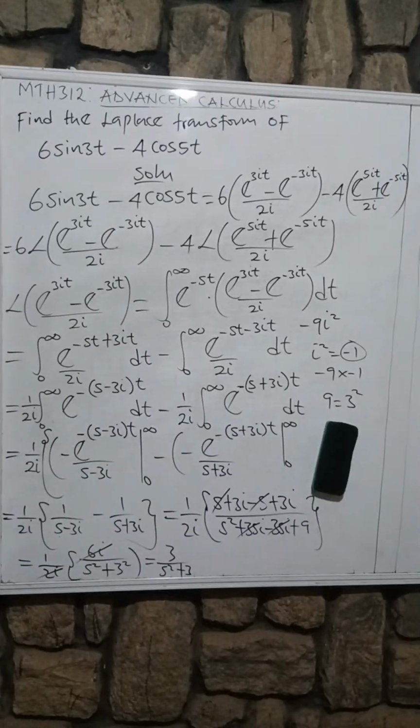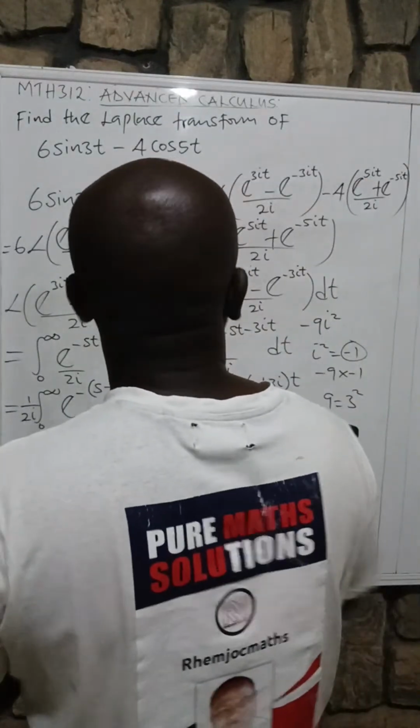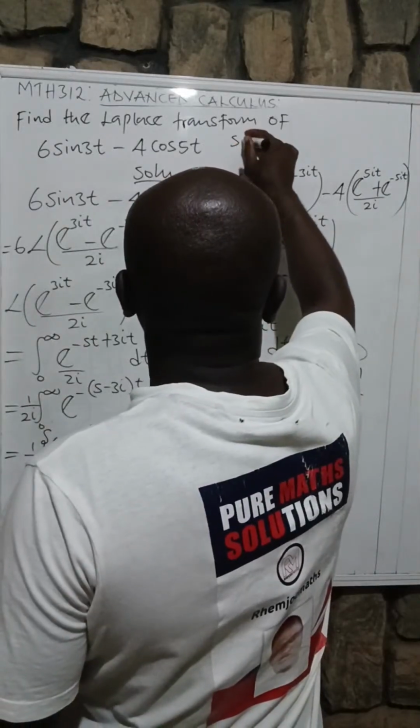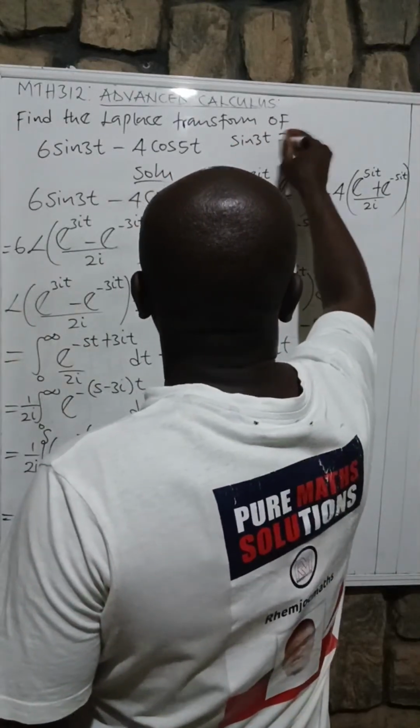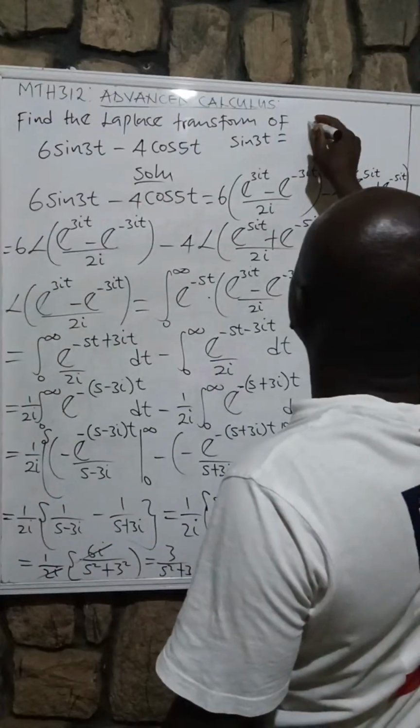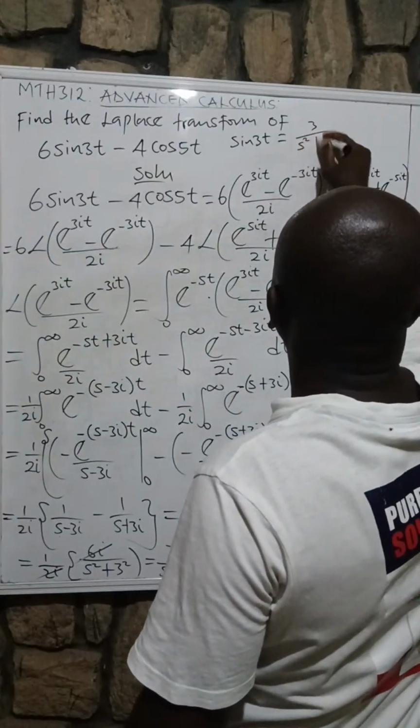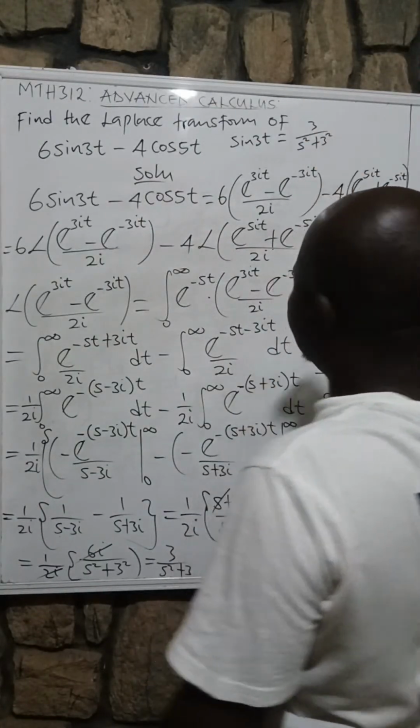Copy the question in your notes so that in class you can ask them or take it all over again. It's okay. So far so good. So here, sine 3t will give us 3 all over s squared plus 3 squared.